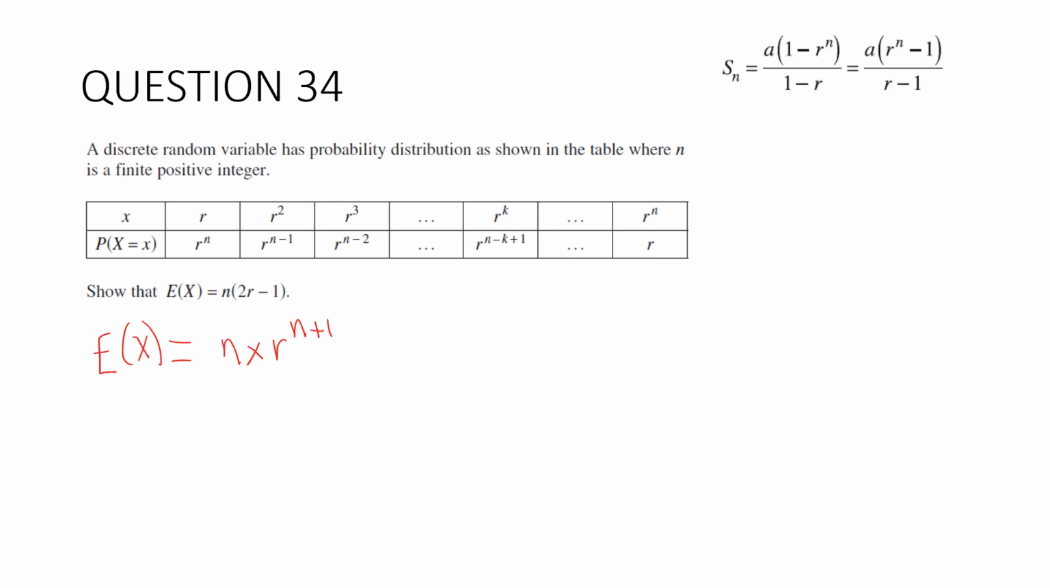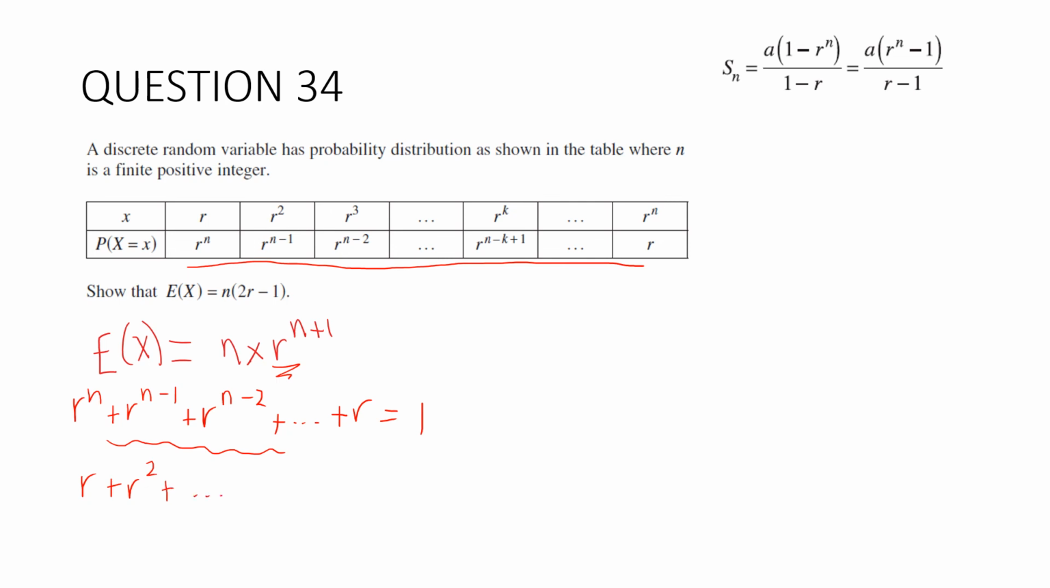Well, there's something else that we know about probability distribution functions, and that is that all the probabilities have to add up to 1. So r to the n plus r to the n minus 1 plus r to the n minus 2 plus dot dot dot plus r must equal 1. All right, let's sum this and see if we can figure out an alternate expression for r to the n plus 1. I'm just going to turn it around. R plus r squared plus dot dot dot plus r to the n is equal to 1.